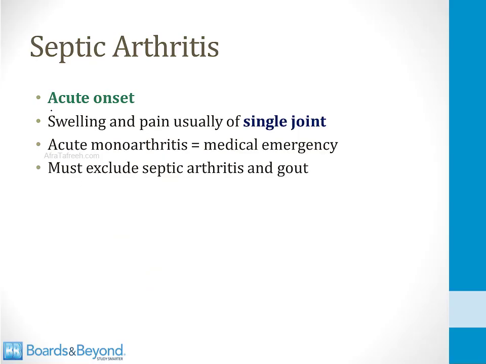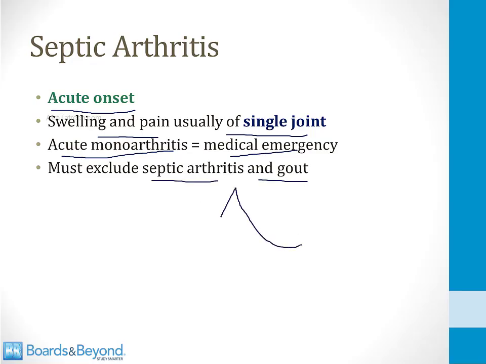Septic arthritis has an acute onset, so very different from the slowly progressive onset of osteoarthritis. In addition, osteoarthritis often involves multiple joints, whereas septic arthritis classically involves swelling and pain of a single joint. And you should be aware that if a patient presents with an acute onset monoarthritis, meaning an acute arthritis of a single joint, that's a medical emergency. You need to tap that joint and exclude septic arthritis or gout.